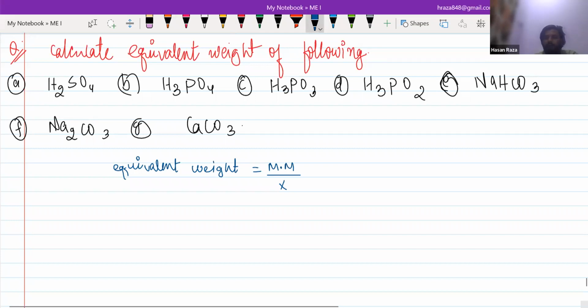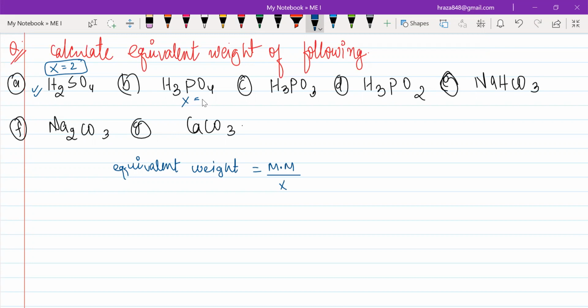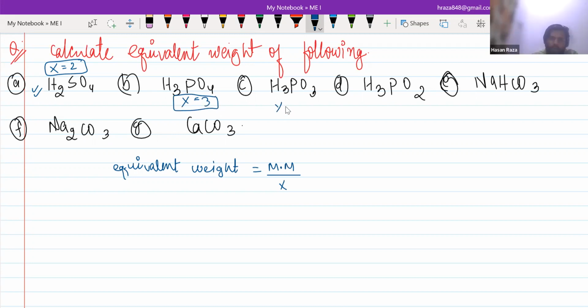Anushka, Sakina, and Alan, what is the value of x here for A? Value of x is equal to 2 because it will give you 2H plus. What is the value of x for B? Sakina and Anushka? Sir, 3. 3. That's good. What is the value of x for C? Sakina? Sir, 3. Anushka, what about you? Anushka, are you there?